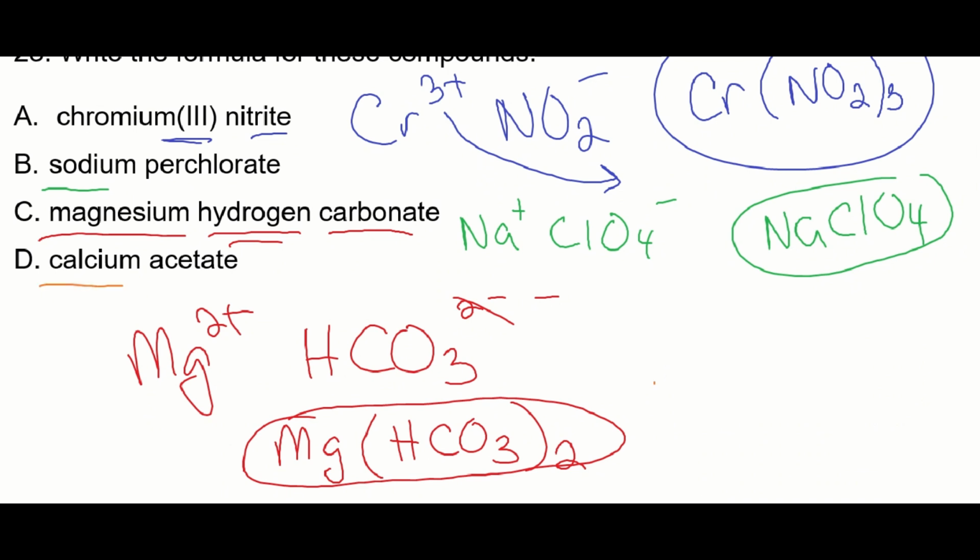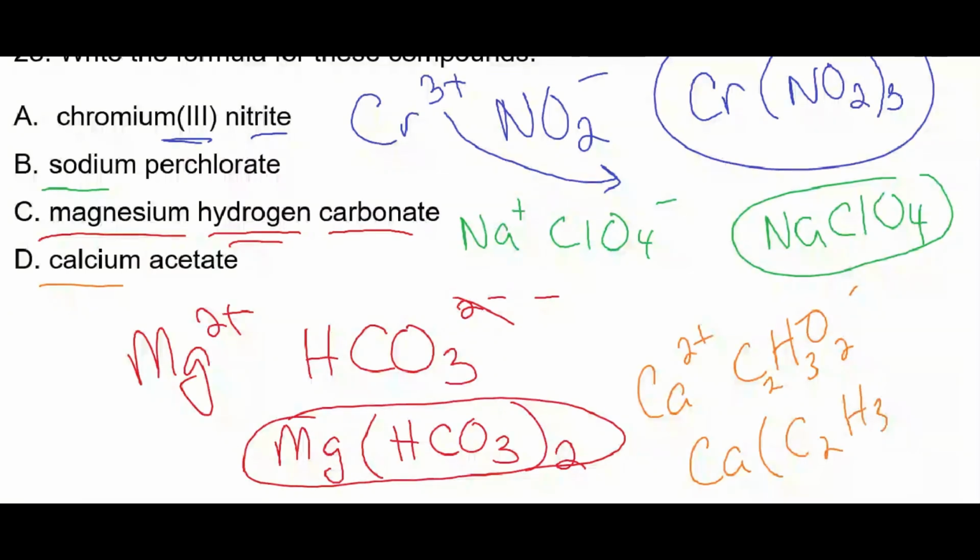Alright, calcium is your group 2 metal. 2 positive. Acetate is your C2H3O2, 1 negative charge. Crisscross those charges. You need a parenthesis around the acetate because there's 2 of them. C2H3O2, put a 2 there.